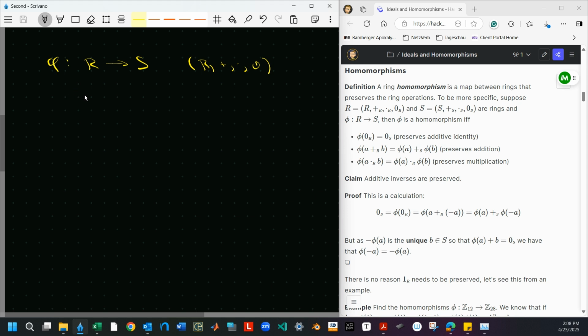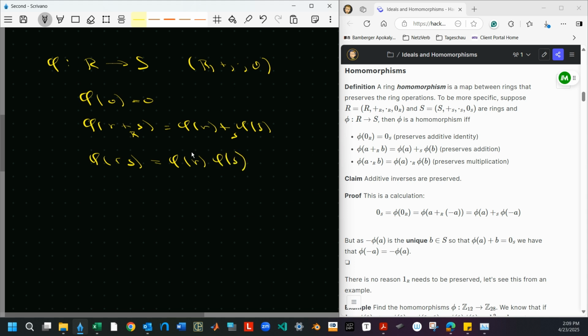So of course, what you need to have happen here is you need phi of 0 to be 0, right? Phi of 0 in R has to be 0 in S. Phi of r plus s, in the sense of R, has to be equal to phi of r plus phi of s, in the sense of S. So if I were to decorate things, it'd be like that. Same with multiplication: phi of r s is equal to phi of r phi of s, right?